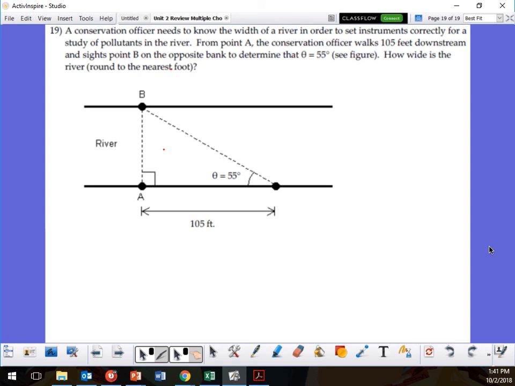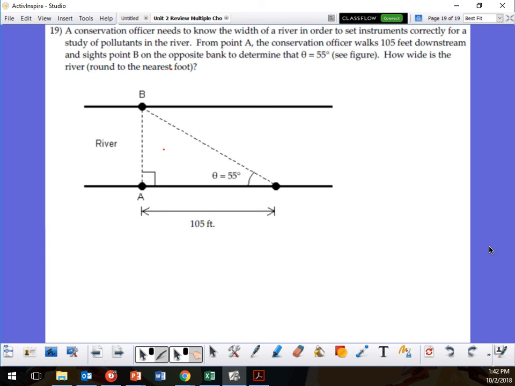A surveyor needs to know the width of a river in order to set instruments correctly for a study of pollutants in the river. From point A, he walks 105 feet downstream to point B, with an angle there of 55 degrees. How wide is the river?